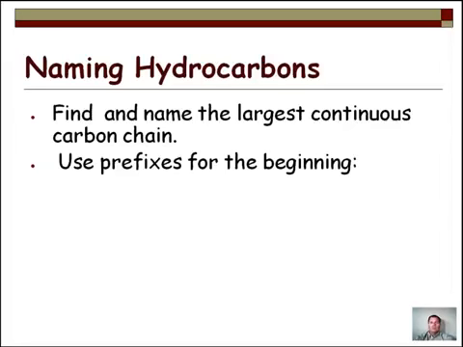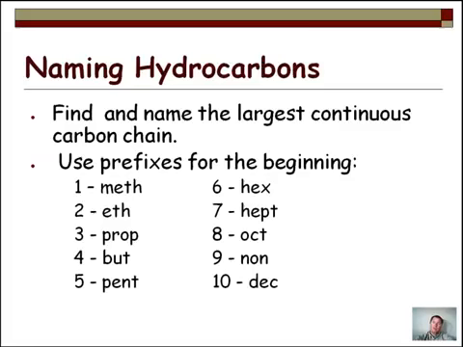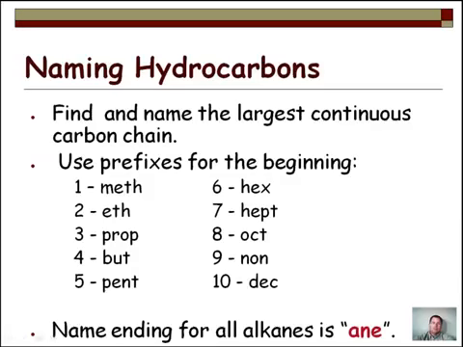Okay, and then you're going to use a prefix for the beginning of the name, which corresponds to how many carbons there are. Okay, you need to memorize these. So 1 is meth, 2, as we've seen, is eth, 3 is prop, like propane you use in your grill. Okay, butane, if you have a butane lighter, it has a 4 carbon chain.